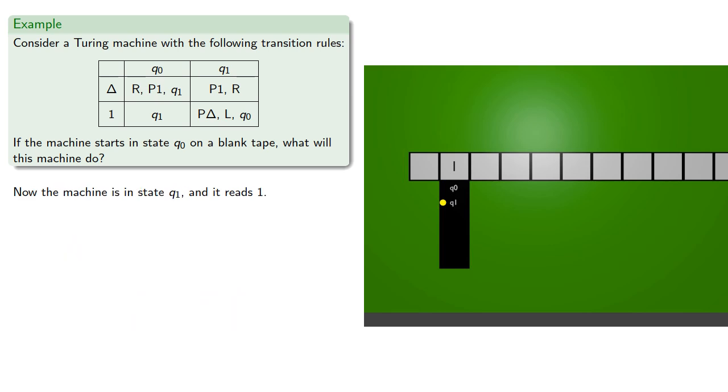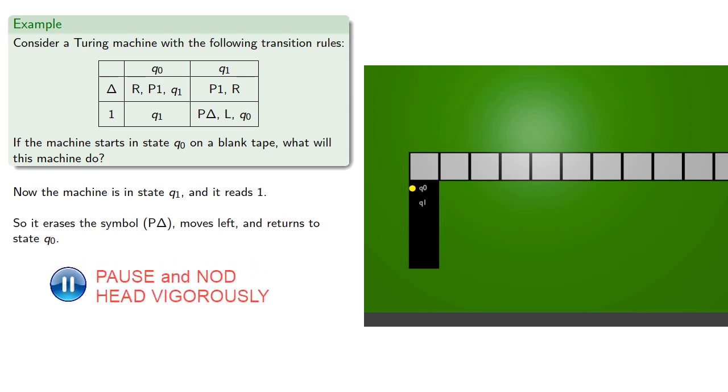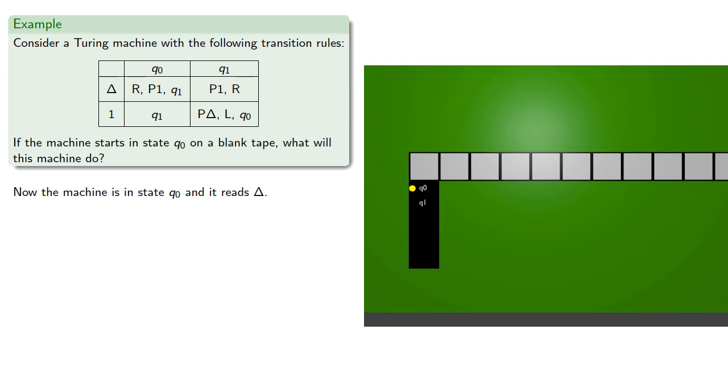Now the machine is in state Q1. It reads the symbol at the tape head, which turns out to be a 1. And so the instructions say erase the symbol, P delta, move left, and return to state Q0. So now the machine is in state Q0, and it reads blank. So it moves right, prints 1 in the current space, and changes to state Q1.